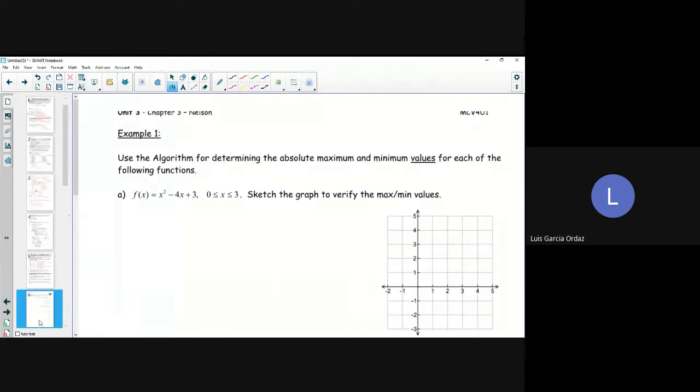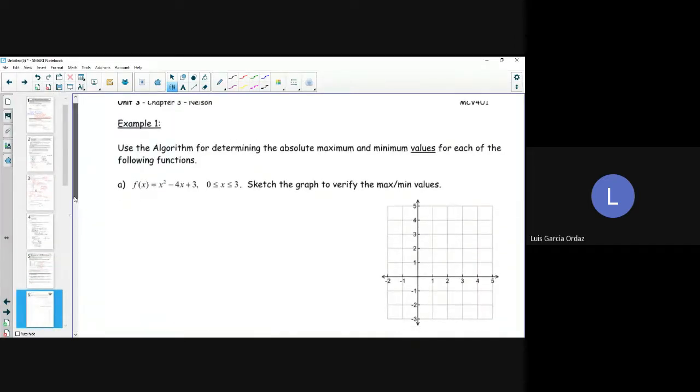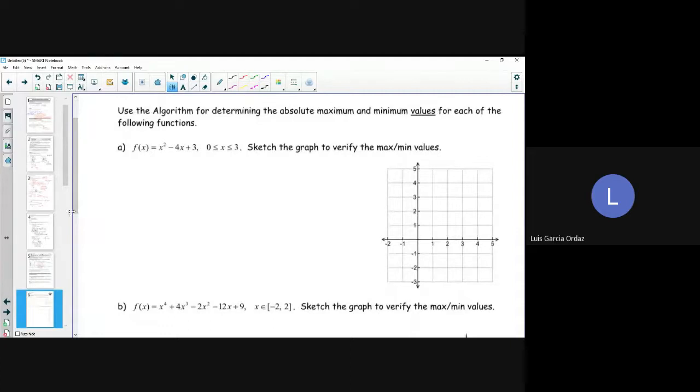So this example is where you will start to understand the point of a derivative. Use the algorithm for determining the absolute max and min values for each of the following functions. The first one I have is f of x is equal to x squared minus 4x plus 3, where x is contained between 0 and 3. It cannot go below 0 or past 3. We want to sketch the graph to verify the max and the min values.